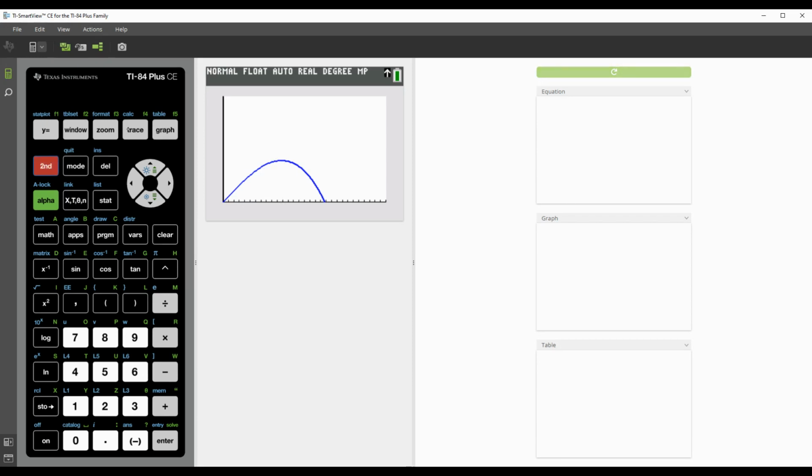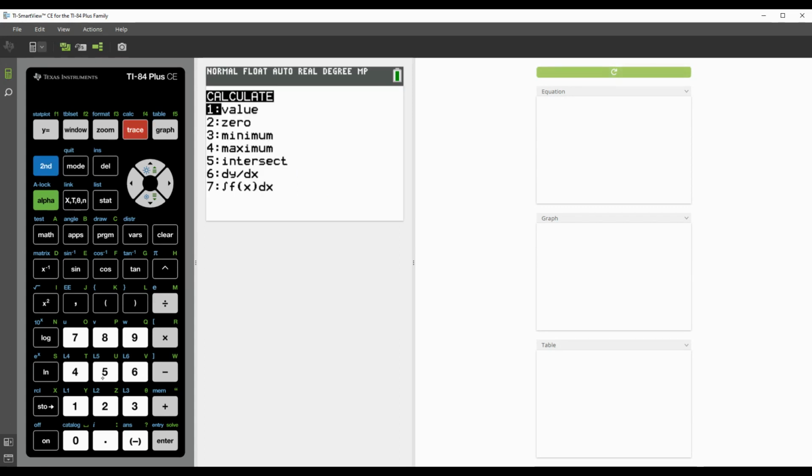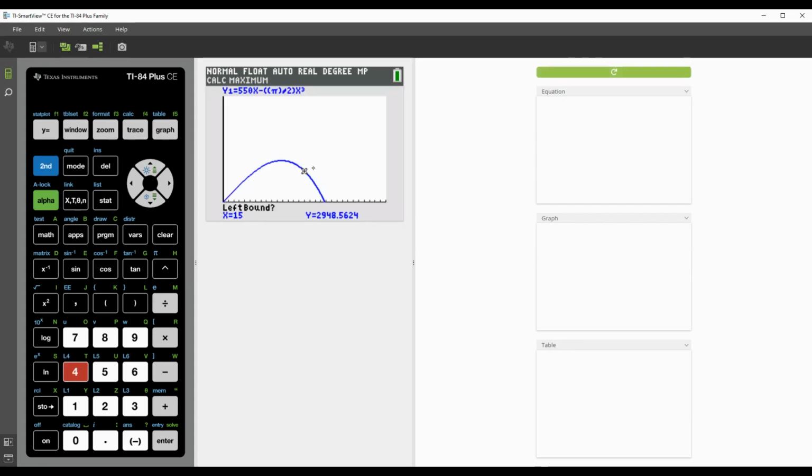So that's the max. So I do second calc. I want number 4, which is the maximum. That is definitely not on the left side of my maximum. You can either move it over or you can just say 1. You know it's going to be bigger than x is 1. And for the right bound, if you're not sure where that is, then you can scroll until you get beyond it. Or you can just take a guess. I don't know, 15 maybe? Yeah, that definitely ended up on the other side. So I definitely know that that max is between 1 and 15.